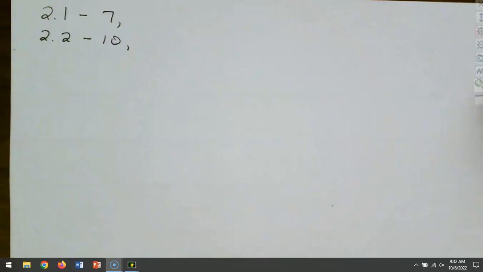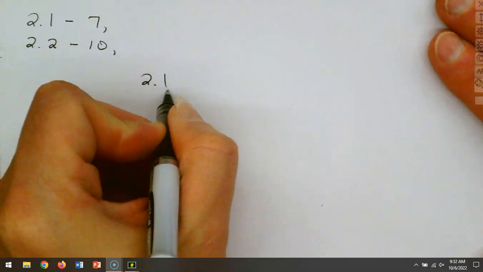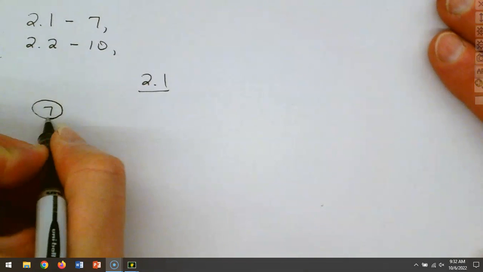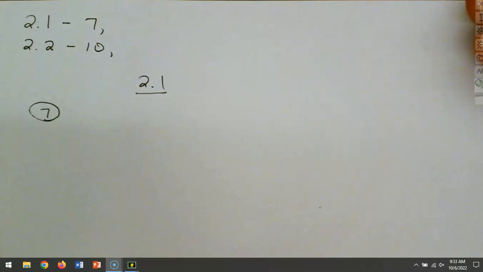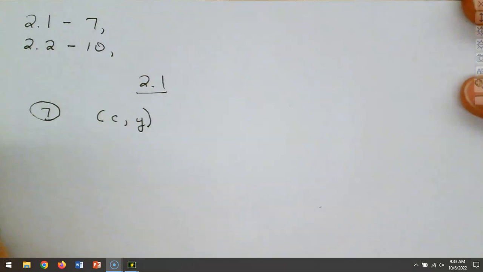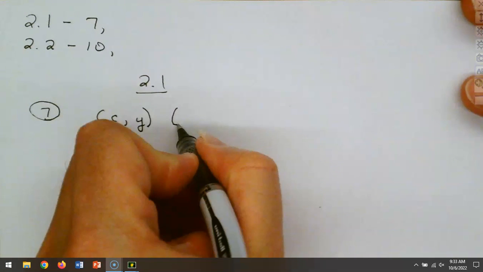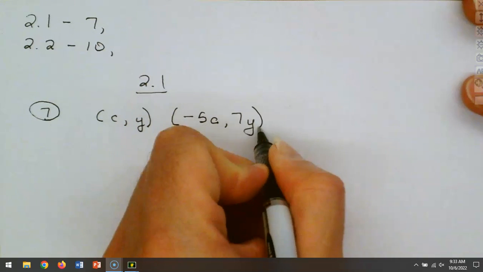And we're going to begin with 2.1, question number 7. Okay, and question number 7 I just put on here so you would get used to working with variables. I give you 2 ordered pairs again, and I want you to find the midpoint. So we've got (c, y), and we've got (-5c, 7y).